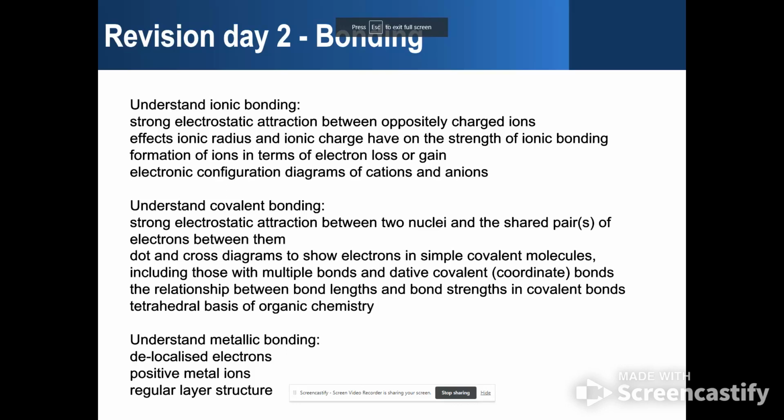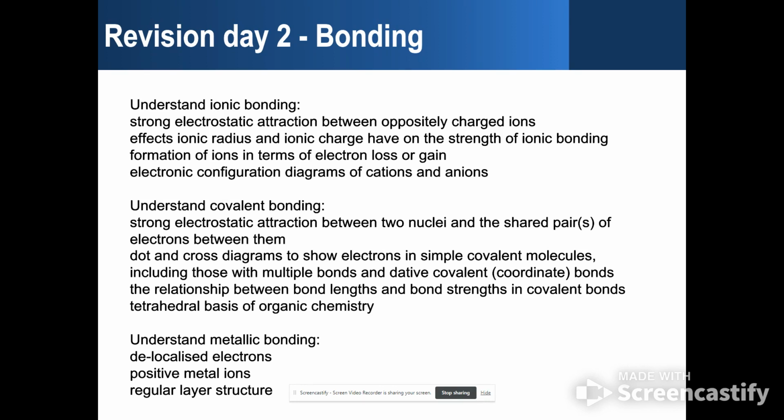Hello and welcome to revision day 2 for Unit 1, Level 3, Applied Science, and today we're looking at bonding. There is a very abbreviated list here from the specification about the 3 different types of bonding. To find out in more detail, please look at the specification that's available on Teams.